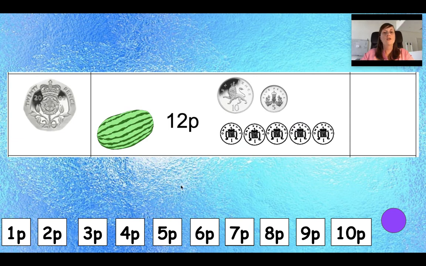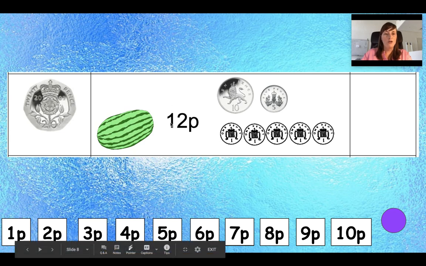So here, I've got 20p, and how much am I going to spend? That's right, 12p. My watermelon costs 12 pence, 12p. So, what coins do I need to cover up? Have a think. How do I make 12p? That's right, place value. I've got a 10 and 2 1s.